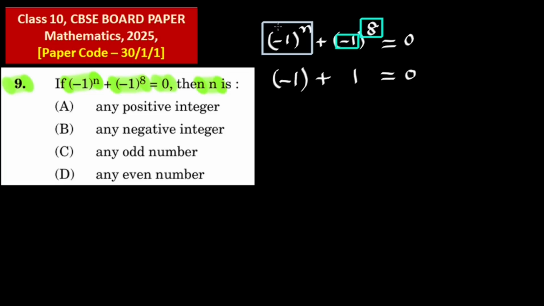Now, here, since the base is minus 1, its power must be odd. Then only (-1)^n will be minus 1. Hence, the correct answer option is C, any odd number.